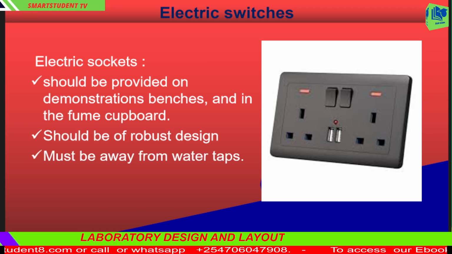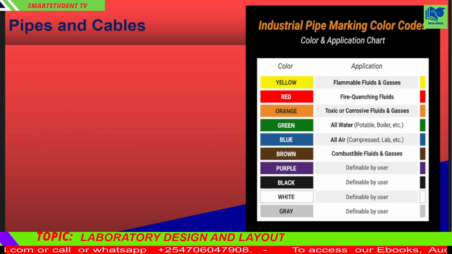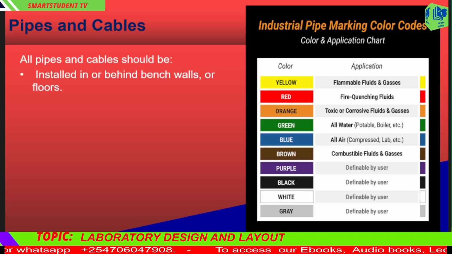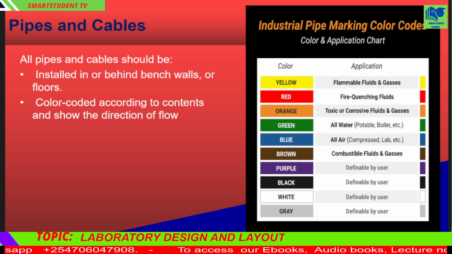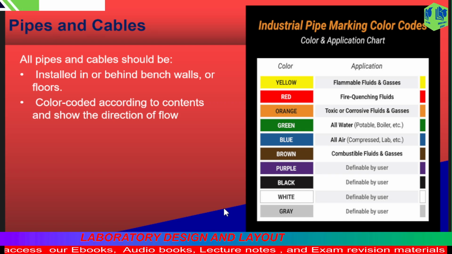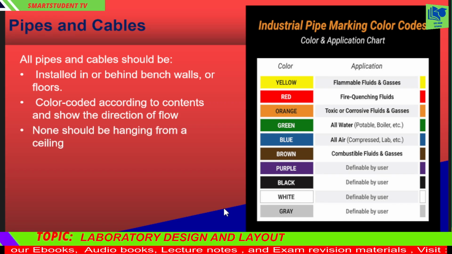9. Pipes and cables. All pipes and cables should be installed in or behind bench walls or floors. None should be hanging from a ceiling, except for bulbs and other ceiling-mounted data projectors. Pipes and cables should be color-coded according to contents and show the direction of flow. Gas, electricity, and water supply should all have their master control points that are easily accessible by the lab technician or teacher but not the student.